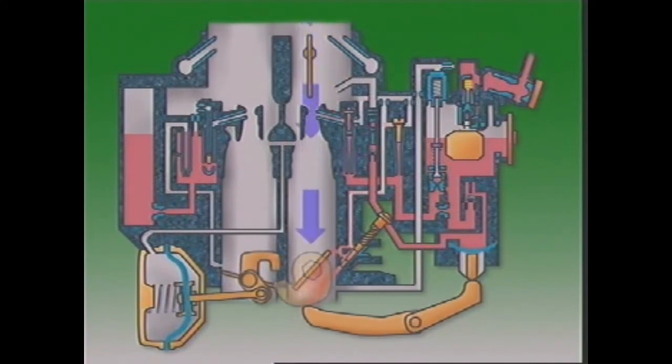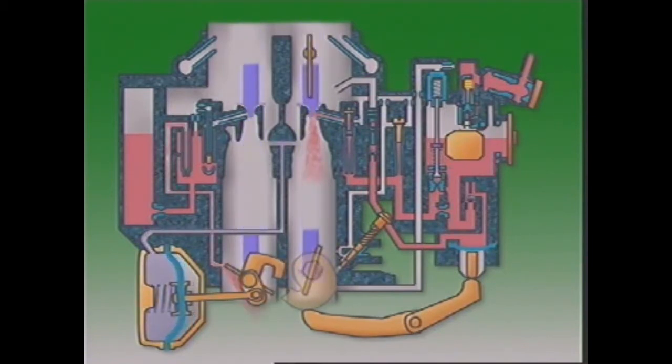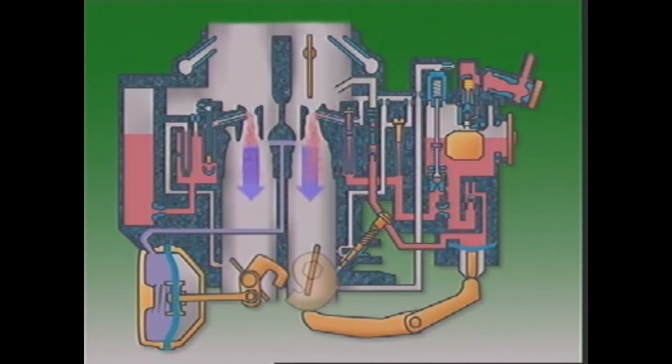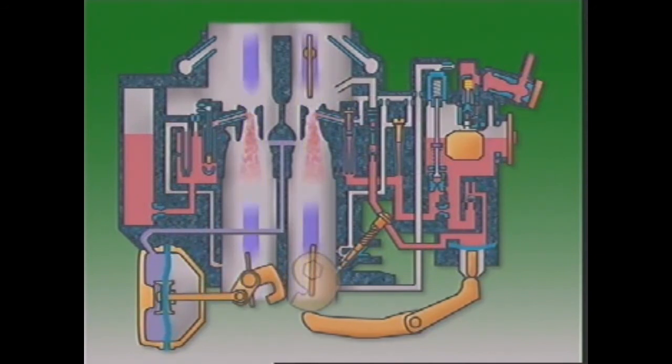From idle to medium speeds, only the primary throttle is open. When engine speed rises to where additional breathing capacity is needed, the secondary throttle opens to admit more air-fuel mixture. By the time the primary throttle is wide open, so is the secondary throttle.